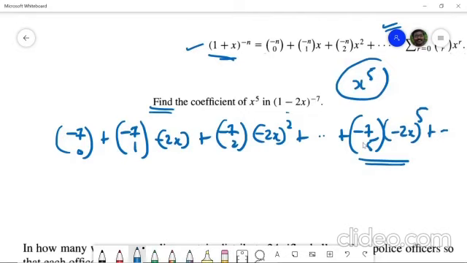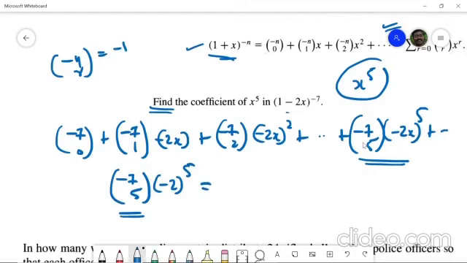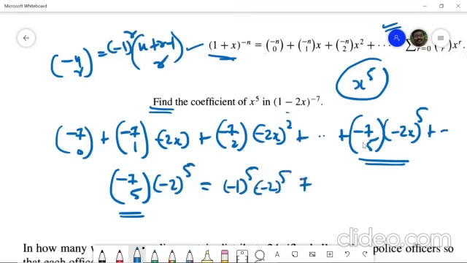The coefficient of x^5 in that term is (-7)C5 times (-2)^5. What is the meaning of this? We discussed this yesterday: (-n)Cr is nothing but (-1)^r times (n+r-1)Cr. Using that result, this will be (-1)^5 into (-2)^5, then (7+5-1)C5.